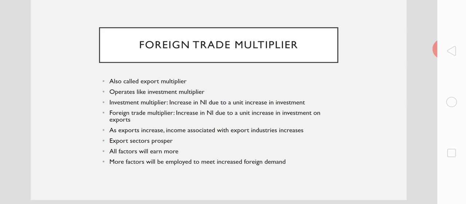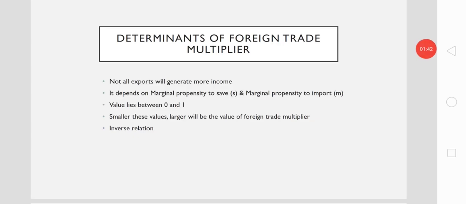So this foreign trade multiplier is the measurement of how the investment on export industries creates national income, how much income will be created due to the impact of investment on export industries. Surely not all exports will generate more and more income. Some exports will generate more income, some exports will generate less income than other exports. This is determined by the value of marginal propensity to save and marginal propensity to import.